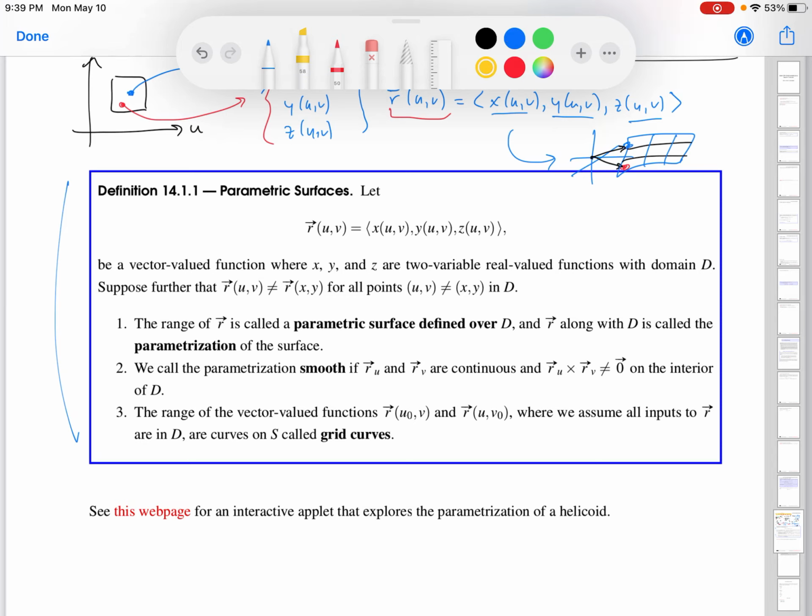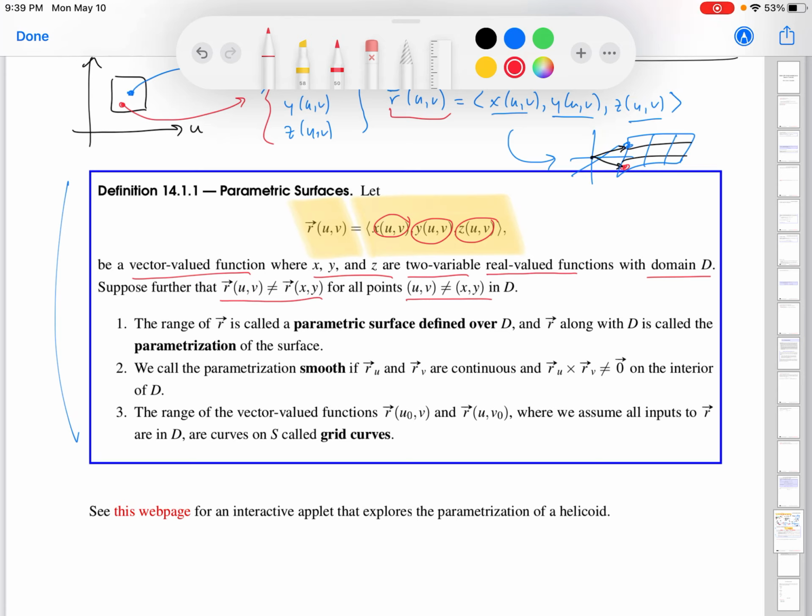So this definition says, let r of u,v be equal to this vector, where again, you notice here that we have two parameters, u and v, not just the t single parameter that we were working with before. So we are assuming this is a vector-valued function where x, y, and z are two-variable real-valued functions with a common domain D. So we are going to suppose further that r of u,v is not equal to r of x,y for all points u,v not equal to x,y in D.